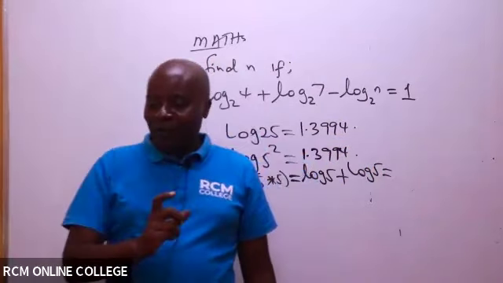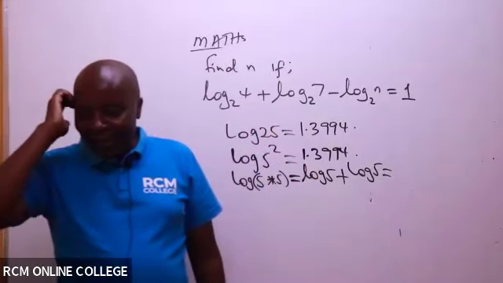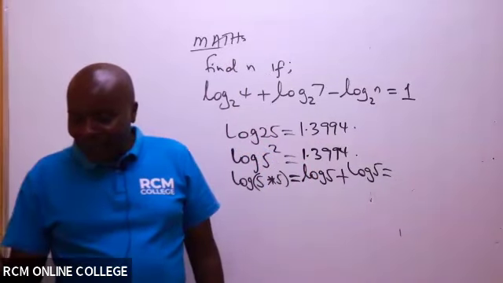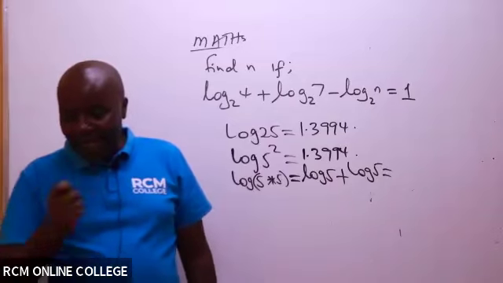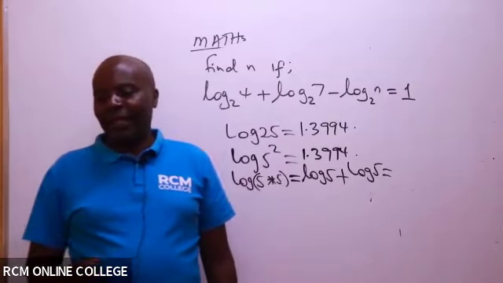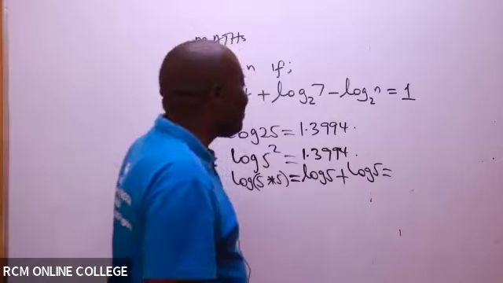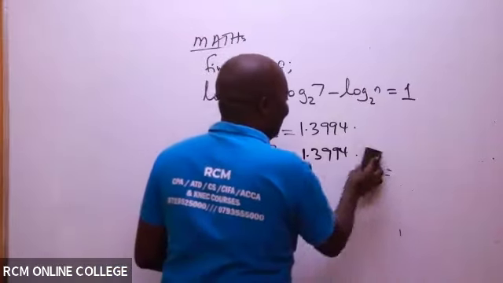Log 5 plus log 5. Is there somebody who is able to get that 1.3979? Yes. Yes. Now please listen. Something very interesting is happening here.